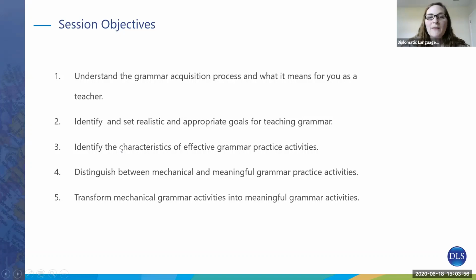We're also going to talk about some characteristics of effective grammar practice activities, and then distinguish between mechanical activities and meaningful activities. What are the differences there? And then we're going to work on transforming some mechanical grammar activities into meaningful grammar activities to kind of give you some ideas of that and some practice. So that's what we're hoping you'll get out of the session.